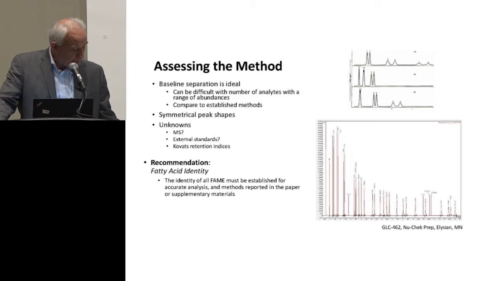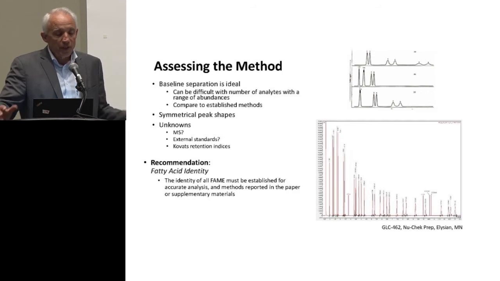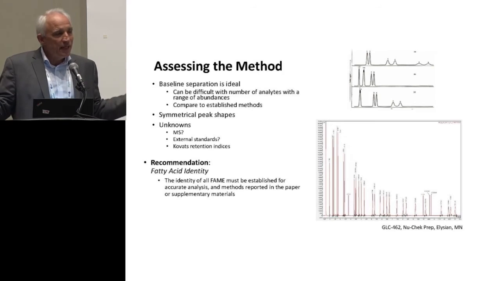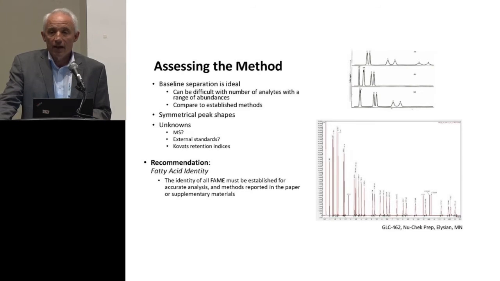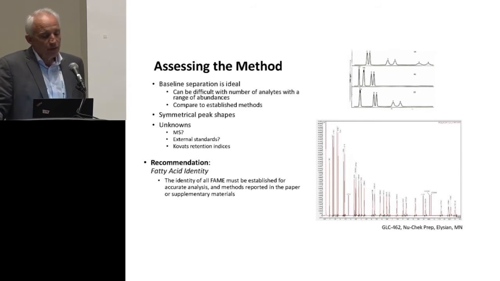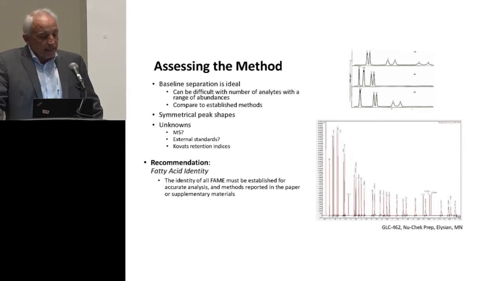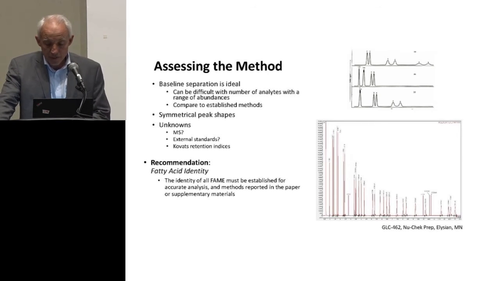Unknowns, we really should strive to know all the fatty acids in a mixture. So often we don't, and I'm going to come to this in the final point about data reporting. But there are so many peaks in a chromatogram, it's tough to be able to identify them all. But a thorough lab should strive to identify all peaks, either using mass spec or different internal standards or other applications. So the recommendation here for fatty acid identity is that the identity of all fatty acid methyl esters must be established for accurate analysis and methods reported in the paper or supplementary materials.